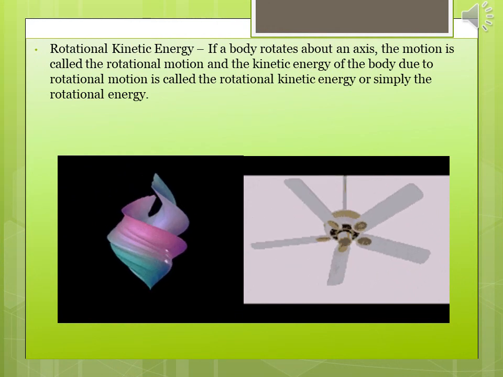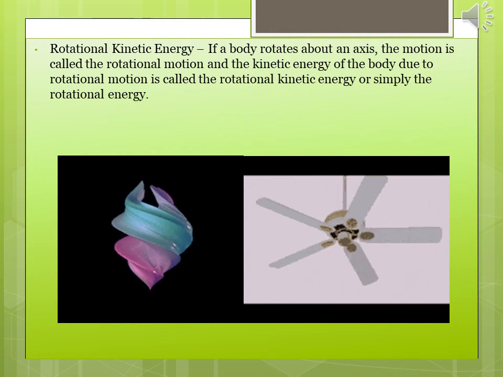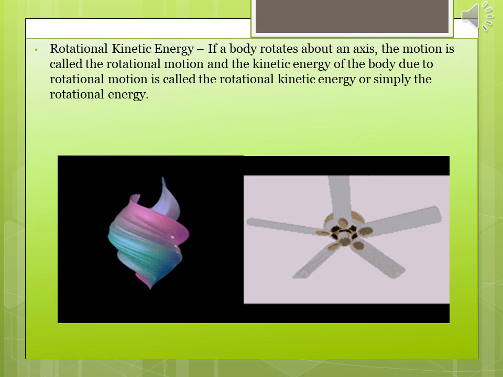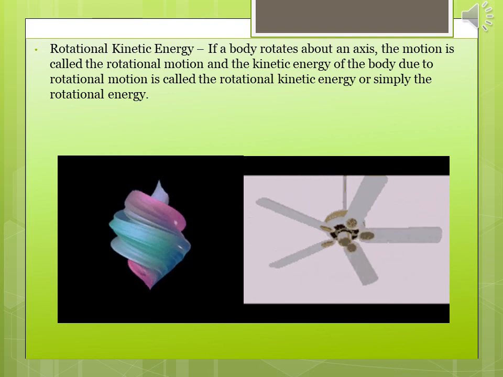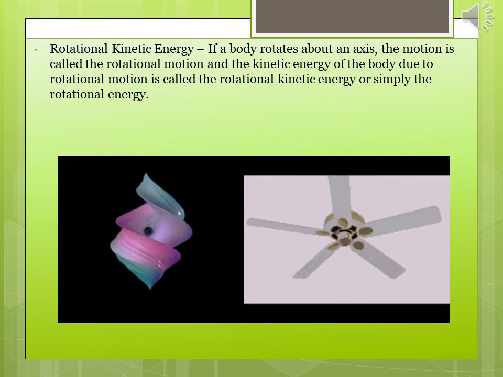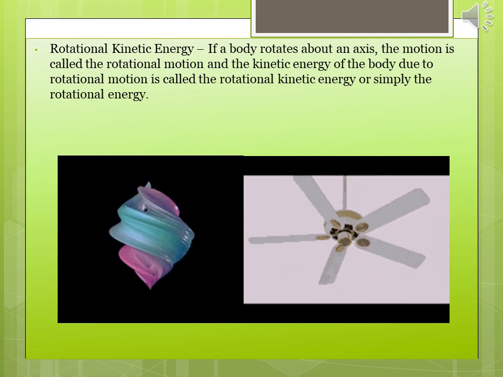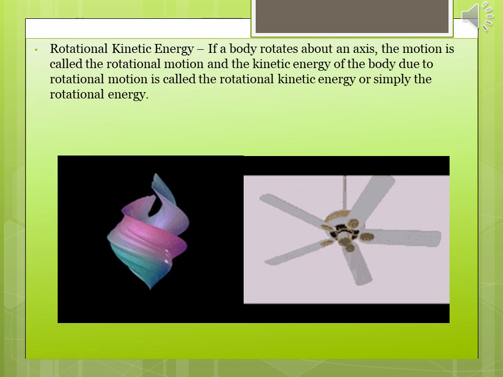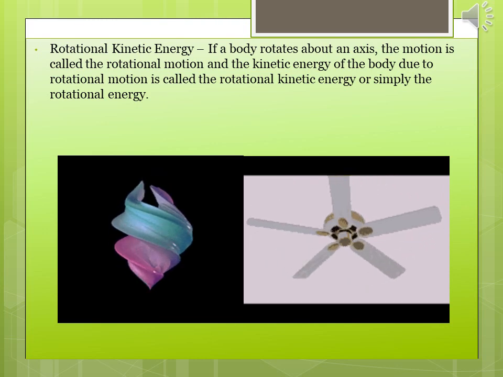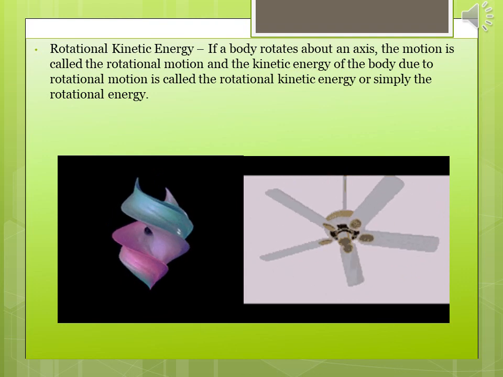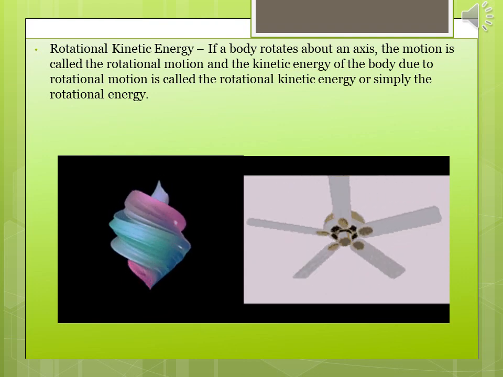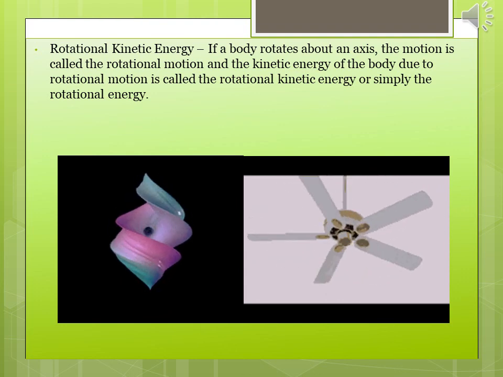So the next is rotational kinetic energy. If a body rotates about an axis, the motion is called the rotational motion, and the kinetic energy of the body due to rotational motion is called the rotational kinetic energy, or simply the rotational energy. For example, a spinning top, a rotating wheel, and a rotating fan have rotational kinetic energy.